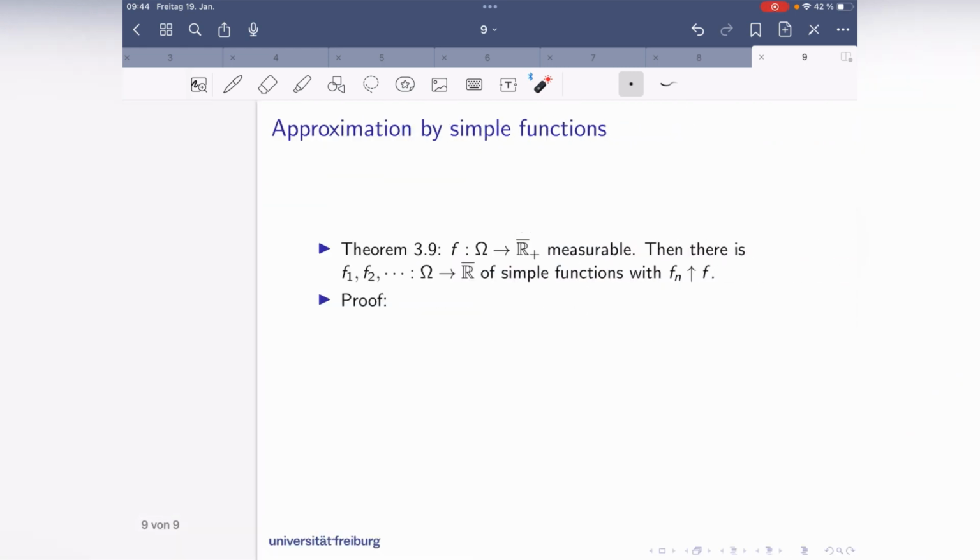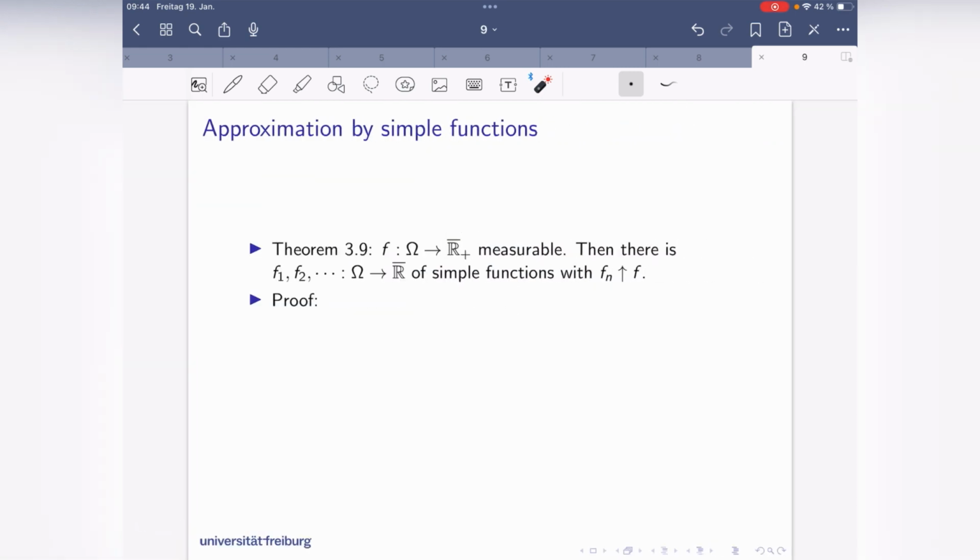And finally, we come to the approximation result that we want to have, which is now really simple. Every measurable function can be approximated by simple functions such that the limit is increasing. And the proof is just by writing down what the approximation looks like. fn of omega is the minimum of n and 2 to the minus n times the floor of 2 to the n times f of omega.